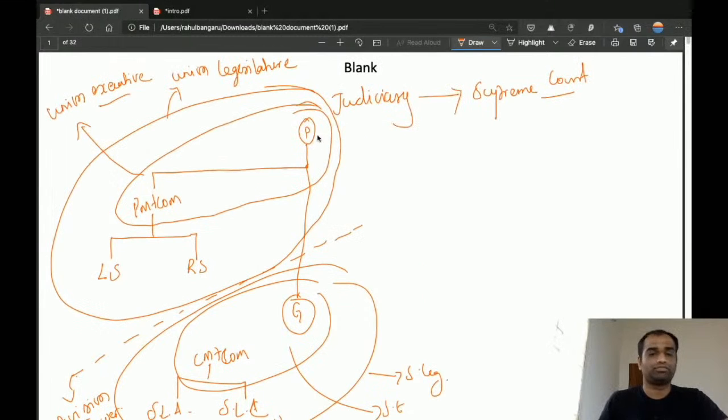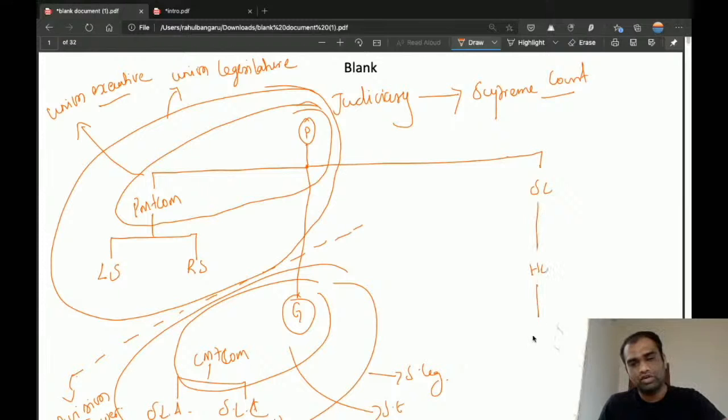But if you look at the judiciary, at the central level we have the Supreme Court, below the Supreme Court we have the High Court, and below the High Court we have the District Court or subordinate courts.